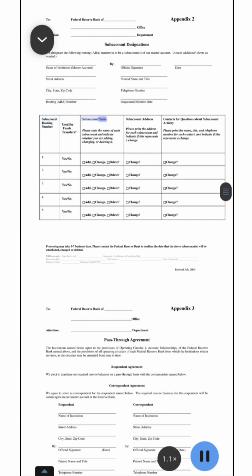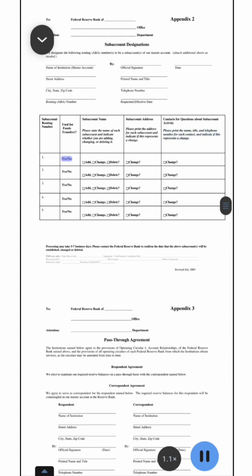Sub-account name. Please state the name of each sub-account and indicate whether you are adding, changing, or deleting it. Sub-account address. Please print the address for each sub-account and indicate if this represents a change. Contacts for questions about sub-account activity. Please print the name, title, and telephone number for each contact, and indicate if this represents a change.